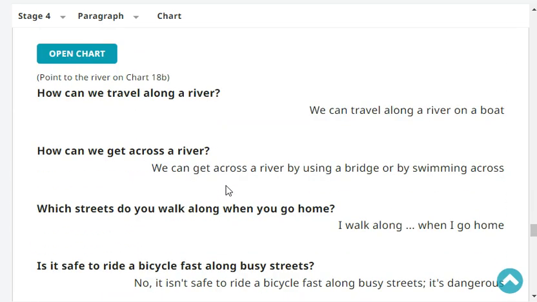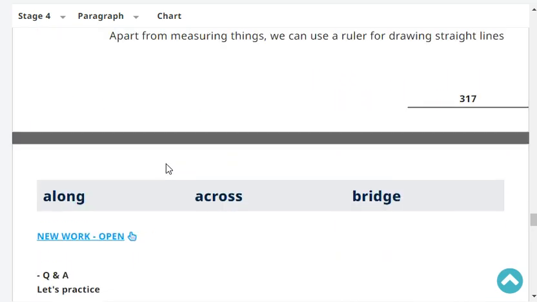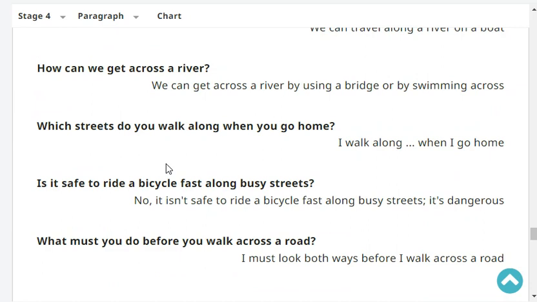How can we travel along a river? We can travel along a river on a boat. How can we get across a river? We can get across a river by using a bridge or by swimming across.